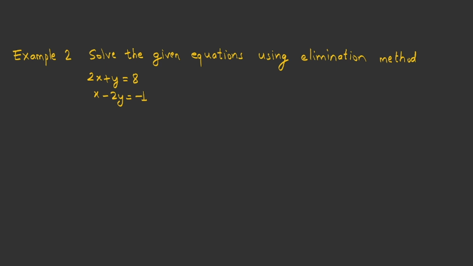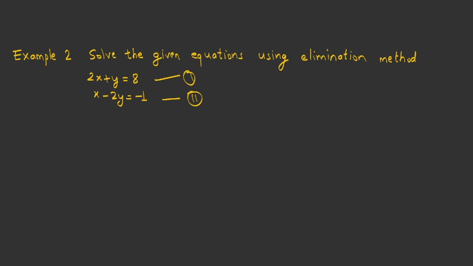Let us see example 2. Solve the given equations using elimination method. 2x plus y is equals to 8. Let's name it equation 1. And x minus 2y is equals to minus 1. Let's name it equation 2.